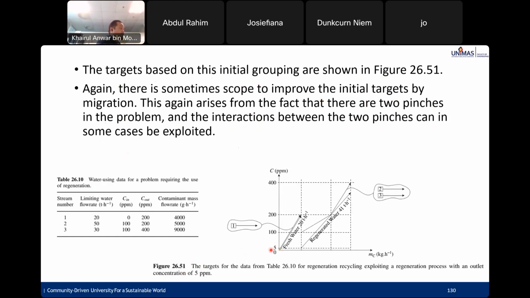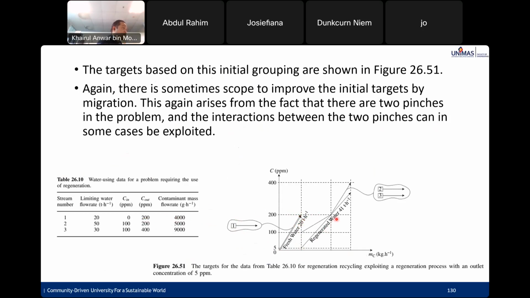So in this case, stream 1 will receive fresh water. This is based on 20 ton per hour here. Based on this, the mass load is 4,000, meaning 4,000 divided by 200, we get 20 ton per hour.